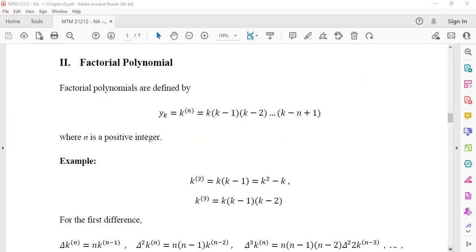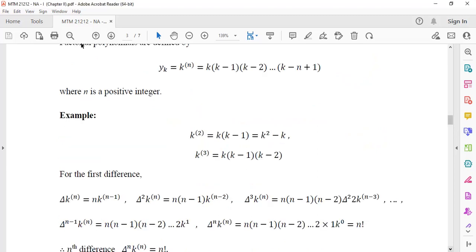Okay, let's see some examples. For example, if it is K2, K is 2, K2. So you have to go up to where? This is for N, you have to go N minus 1. So if it is 2, you have to go up to 1, isn't it? K minus 1. So if you simplify this one, it will be K squared minus K, okay?